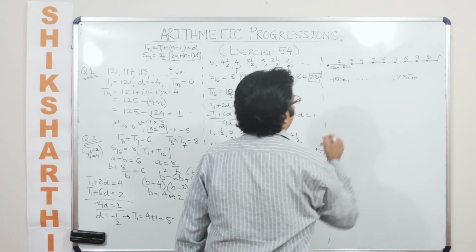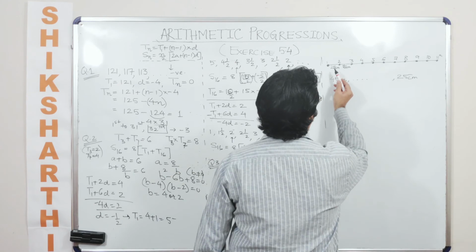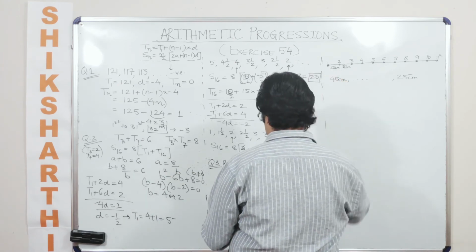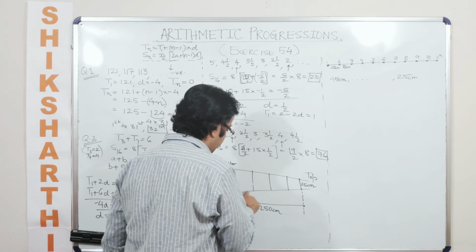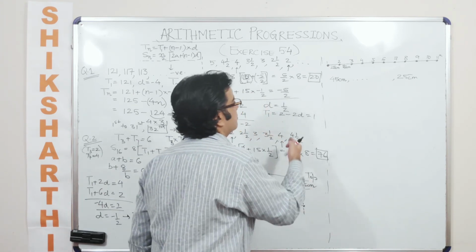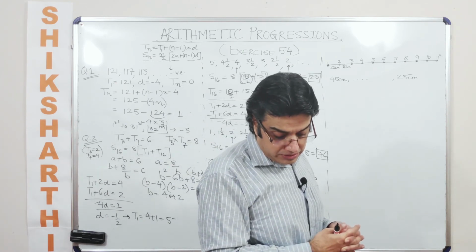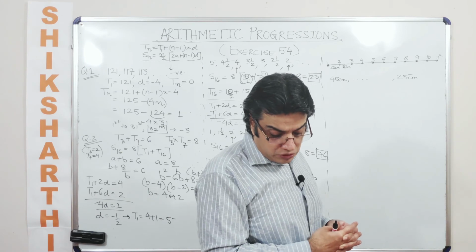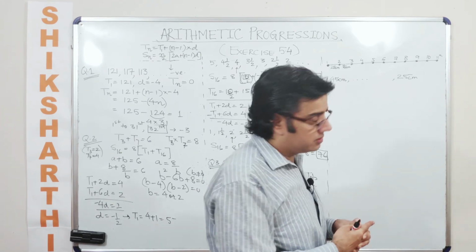So do I know the common difference between them? I do not know the common difference between them, but then I know the amount of wood that I am using here. So let me first talk about the amount of wood that I have used here, and then talk about the amount of wood that I would have used in the rungs. And what am I supposed to find out? What is the length of the wood required for the rungs?